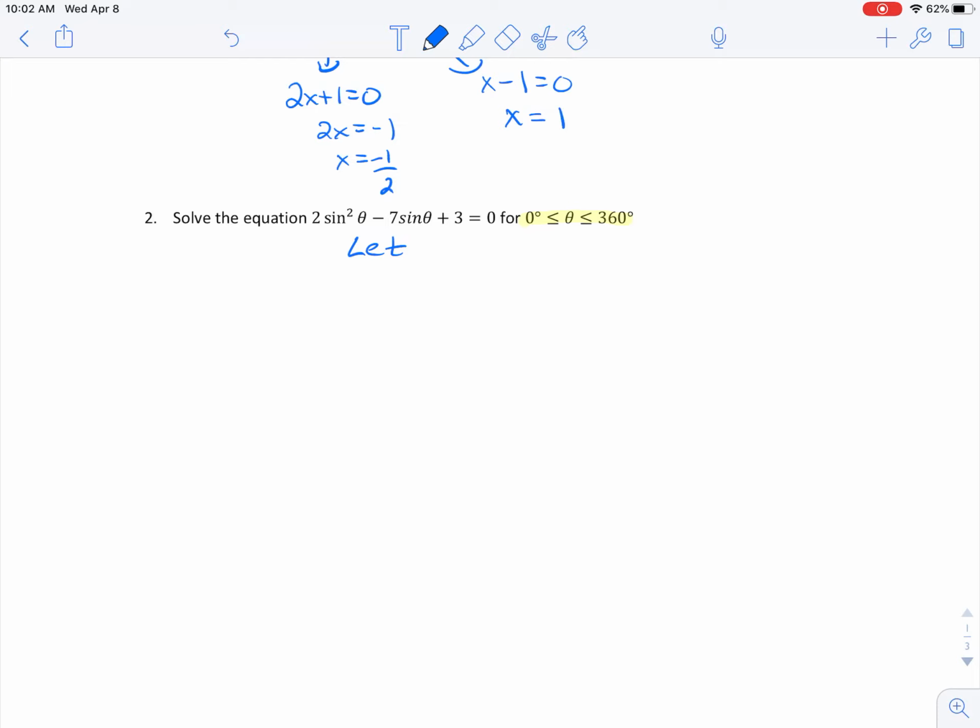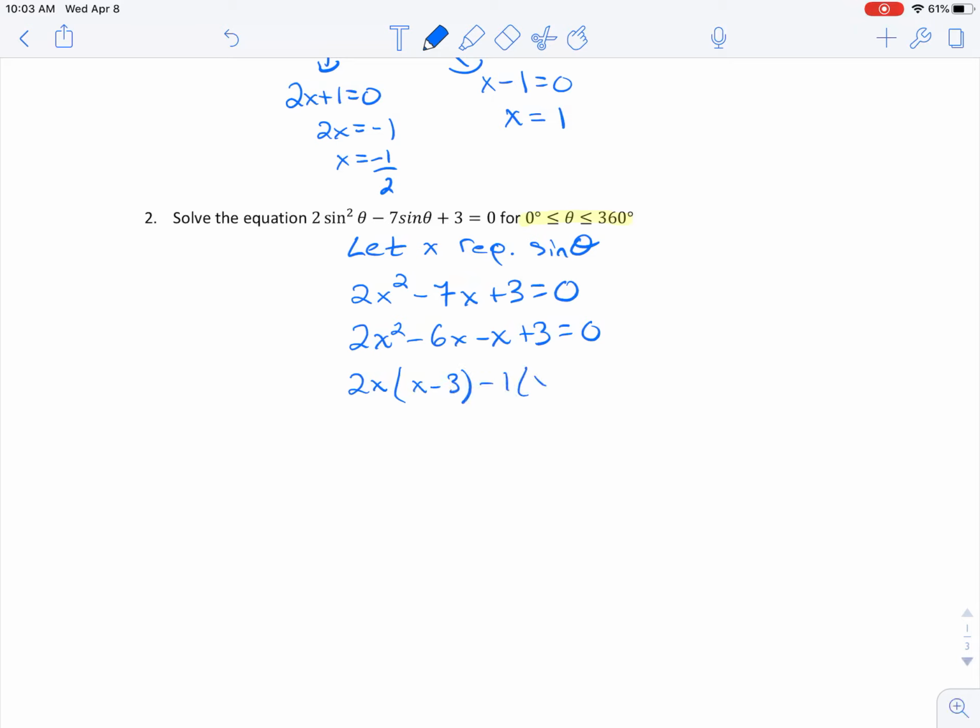Sometimes the easiest way to approach these is to replace sine or cosine with a variable. So I'm going to say let x represent sine of theta. I'm going to replace sine of theta with x. So this is going to be 2x squared rather than 2 sine squared, and then minus 7x plus 3. Again, we want to factor this. So two numbers that multiply to give +6 and add to give -7. It's going to be -6 and -1. So I got -6x minus x plus 1.